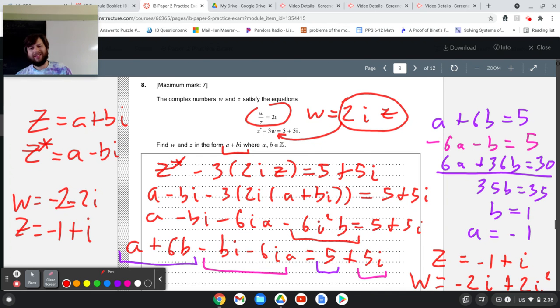So really, this is kind of putting together your old systems of equations skills along with your complex number skills. There's other approaches to this problem too, so just let me know if that one didn't click and you want me to do it a different way. Thanks.